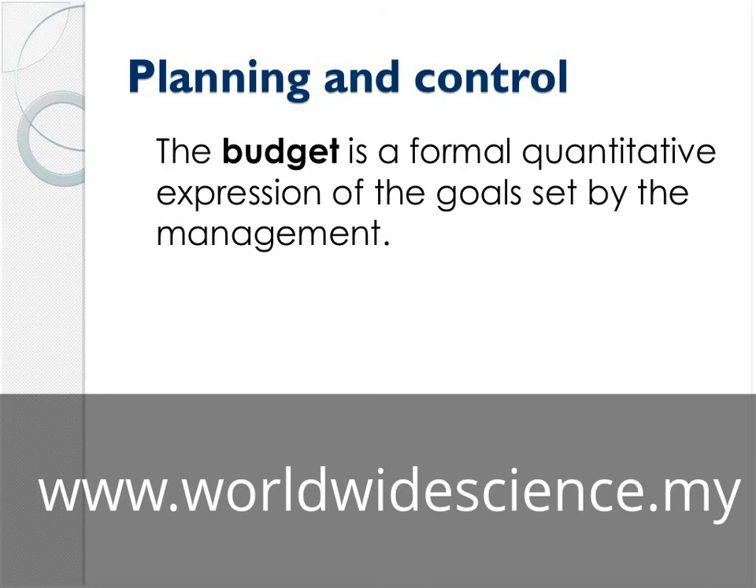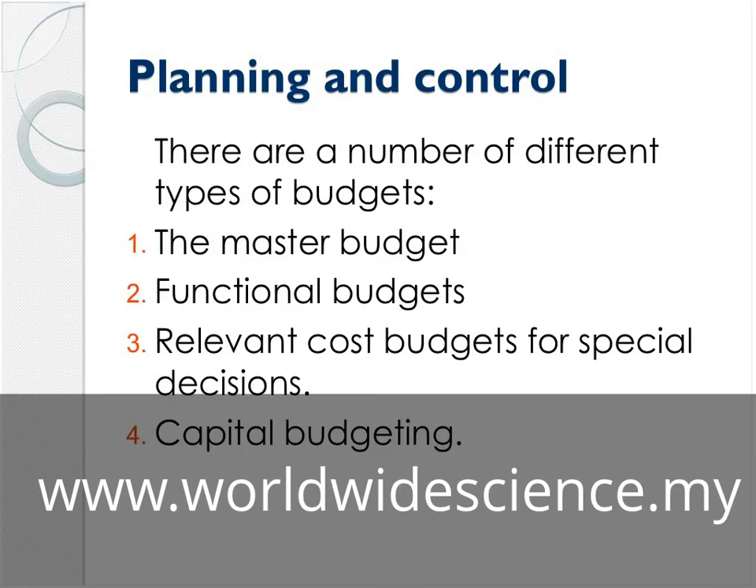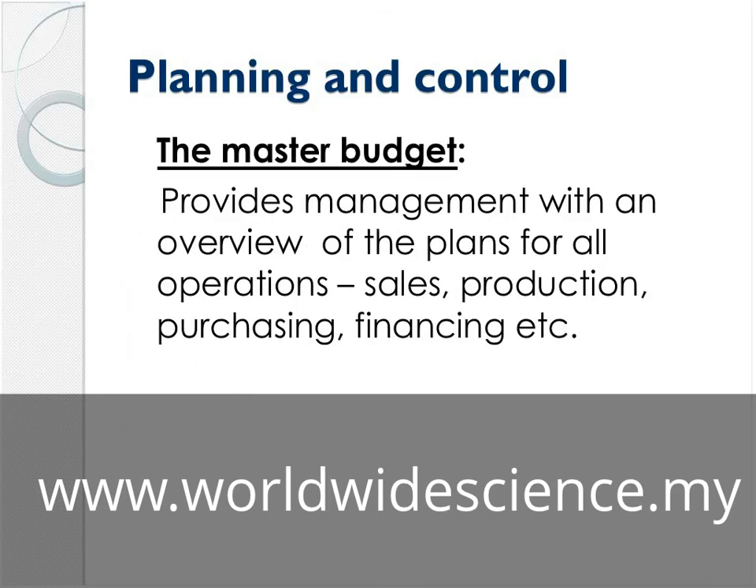And there are a number of different types of budgets. In accounting, we have the master budget, we have functional budgets, we have relevant cost budgets for special decisions, and capital budgeting. Let's look at each, starting with the master budget. It provides the management with an array of plans for all operations, like sales, production, purchasing, and financing. This is the master budget, like a general budget, which includes sales, production, and so on.